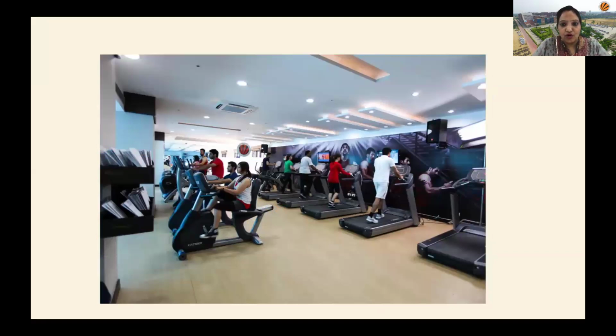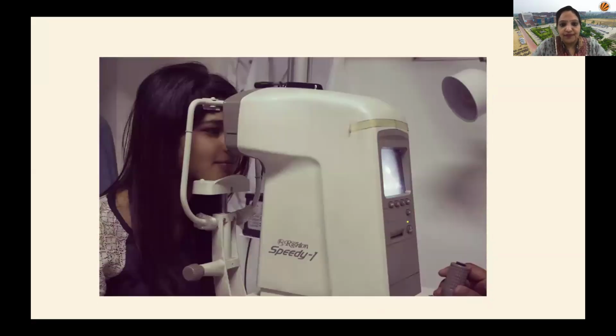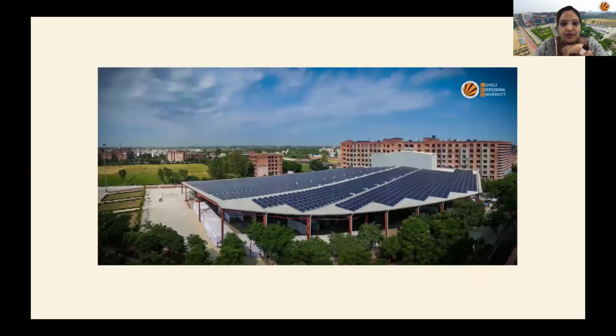For those who are gym freaks and oriented towards fitness, we have the gym facility. To bring you out from the academic monotony, we have the bowling alley. We are worried about your health, so if you fall sick, God forbid, we have medical facilities for you. We have 24/7 medical facilities, and we do have certain tie-ups with the hospitals outside the university.